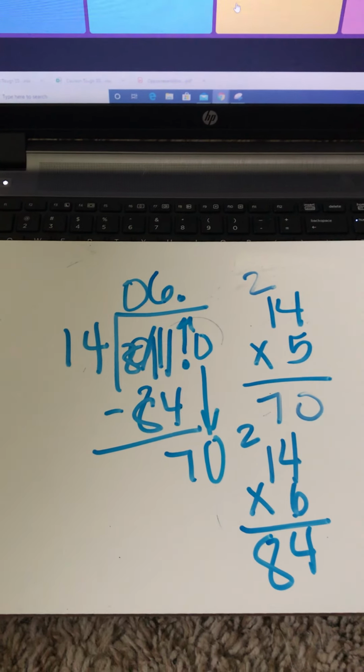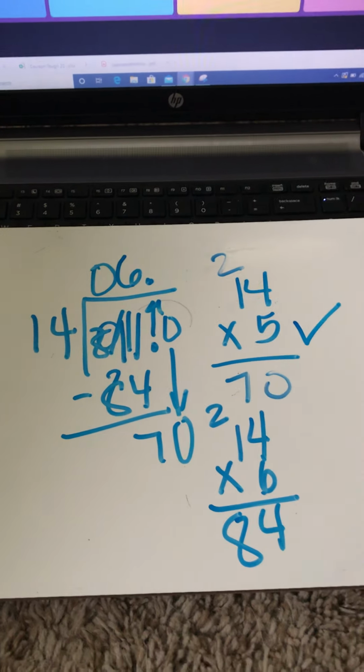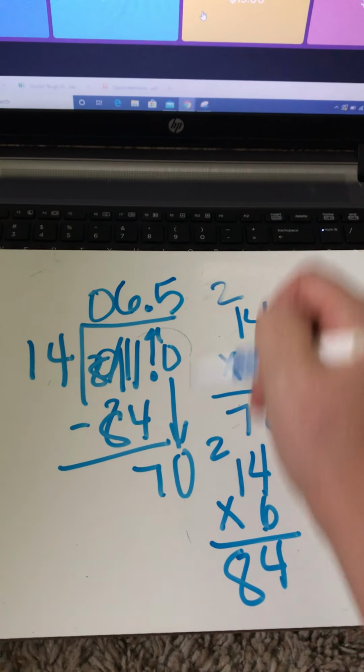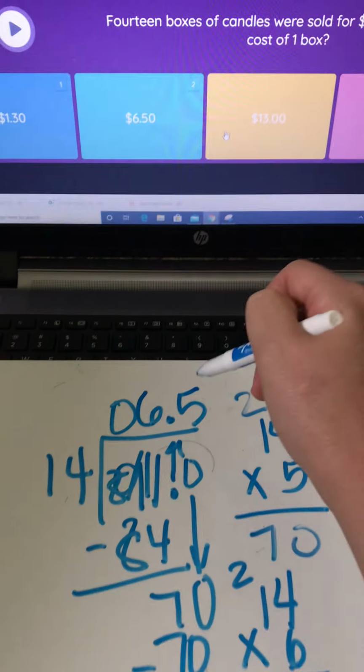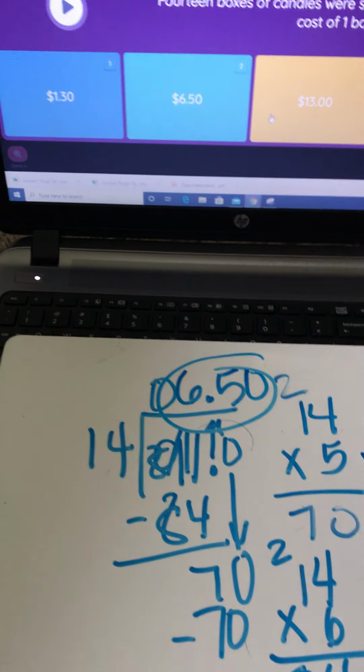How many groups of 14 go into 70? Oh, good thing I have it already over here. That'd be 5 groups. Subtract 70 and I'm left with 0. So if I'm talking money, I need to add a 0 to the end, so it's $6.50.